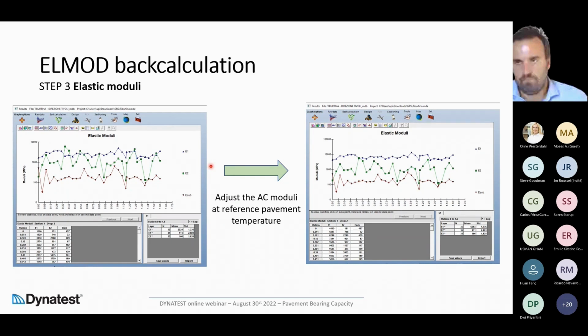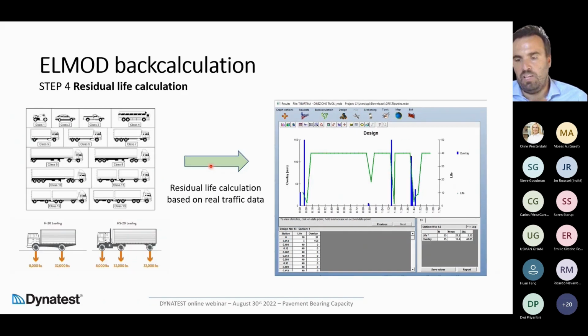A similar adjustment can be provided for any kind of material according to what we specify in the parameter setup. In addition, if we know the real traffic condition, for example the number of vehicles for each typical class of vehicle, and for each class of vehicle the weight of the axle, we can simulate the real load applied to the pavement. And based on fatigue criteria or deterioration model, we can calculate the residual life.